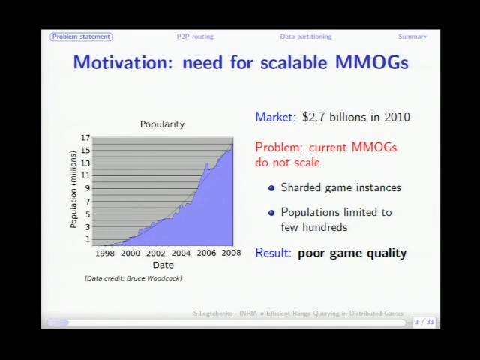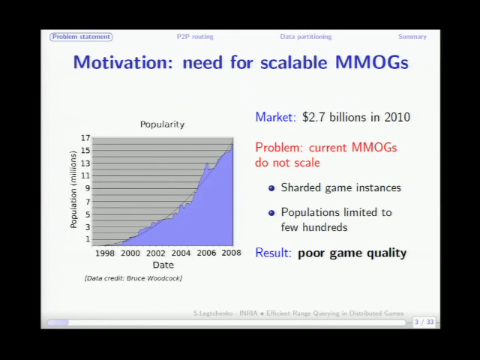Massively multiplayer online games have been very popular over the past few years. Here we can see a plot that showed that the cumulated population of MMOGs has reached 16 million in the 10 years that followed the emergence of MMOGs. The market income has been estimated to $2.7 billion in 2010, and it's still growing. However, paradoxically, the main problem of current MMOGs is that they don't scale.